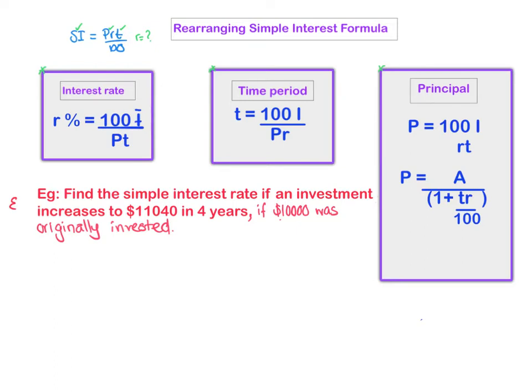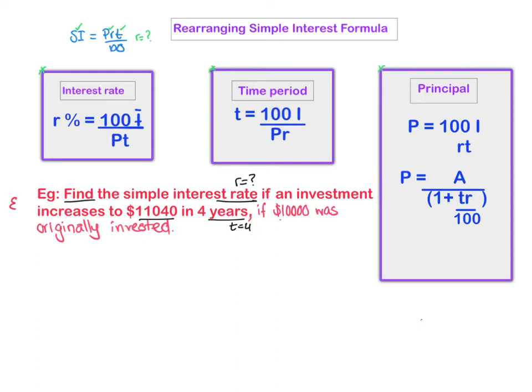It says find the simple interest rate. So we've seen the find rate. What I would like to start doing here is putting R as the question. If an investment increases to 11,040 in 4 years, so we've been given a time, and if 10,000 was originally invested.